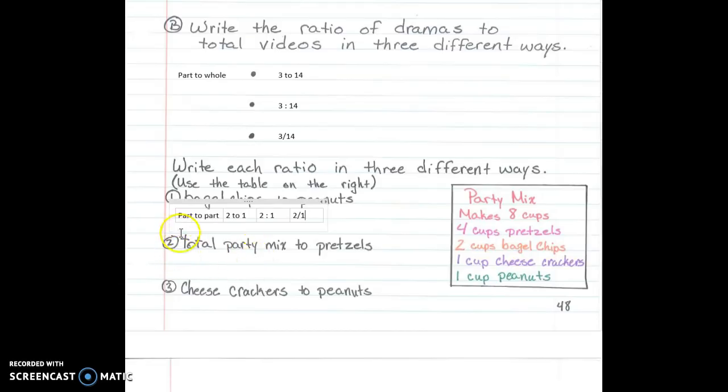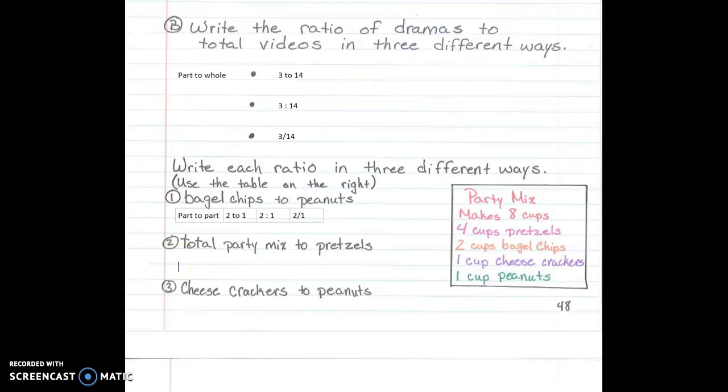So again, we have kept it part to part, as in bagel chips to peanuts with 2 to 1, 2 colon 1, and 2 over 1. Let's look at the second example.